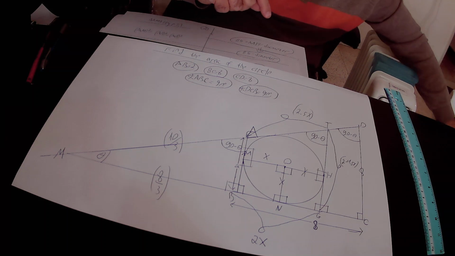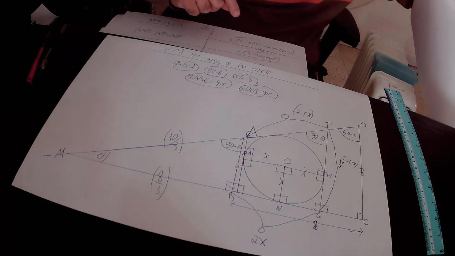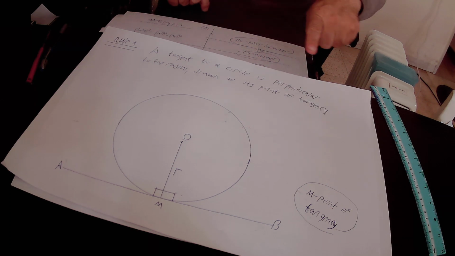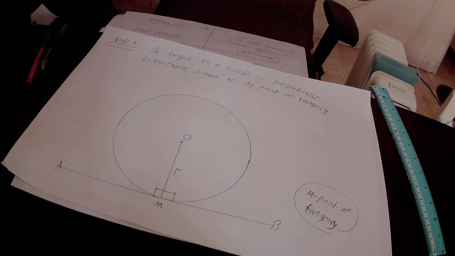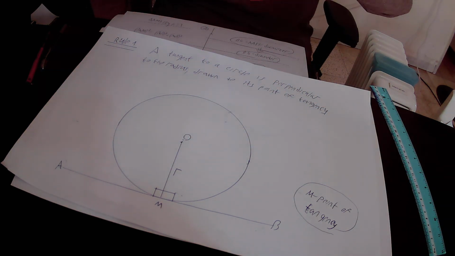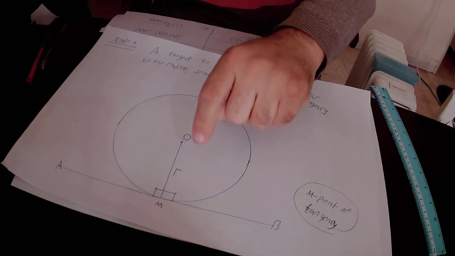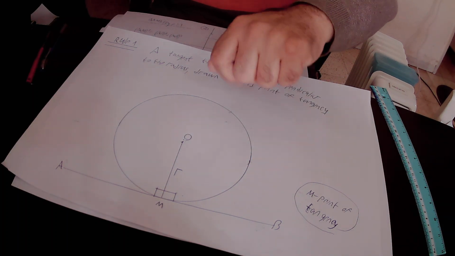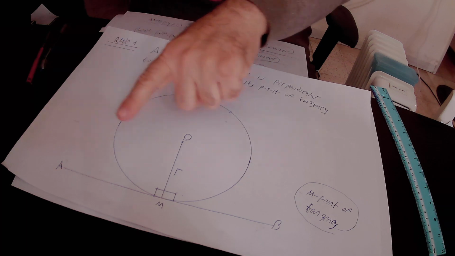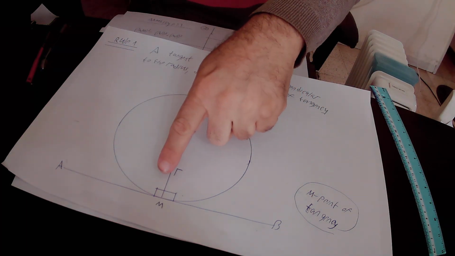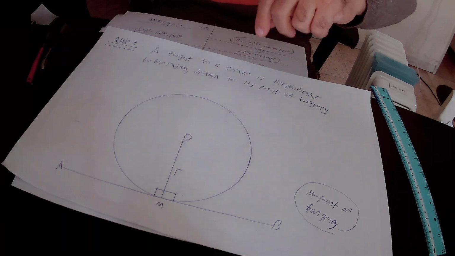Then I presented to you rule number 1, and we implemented rule number 1 in our drawing. According to rule number 1, a tangent to a circle is perpendicular to the radius drawn to its point of tangency. Tangent AB is tangent to the circle at point M. The radius OM is drawn to point M, that is the point of tangency. Whenever you have a radius drawn to the point of tangency, then tangent AB will be perpendicular to the radius MO. That is to say, this angle equals 90 degrees and this angle equals 90 degrees.